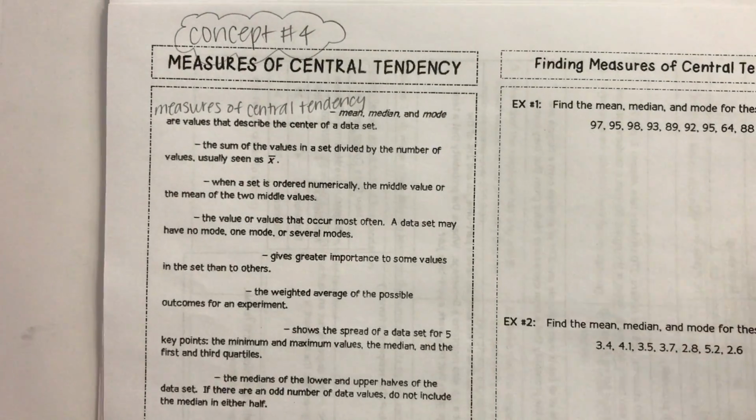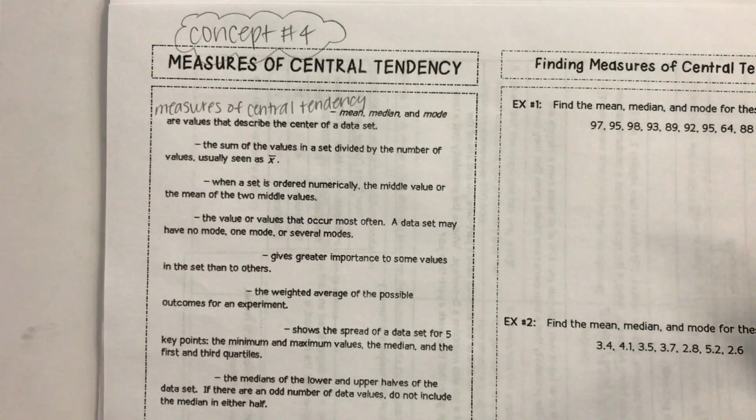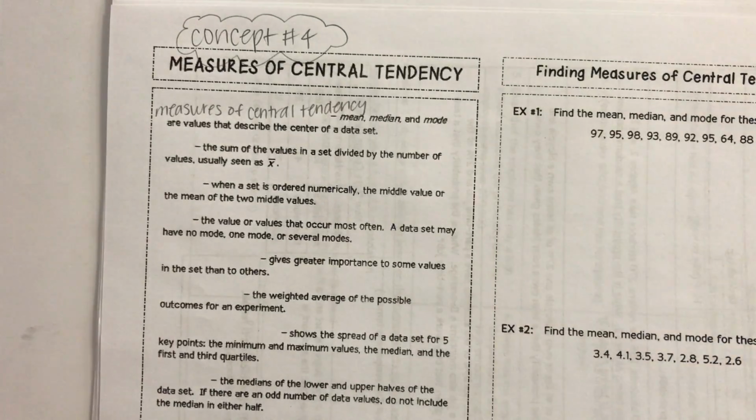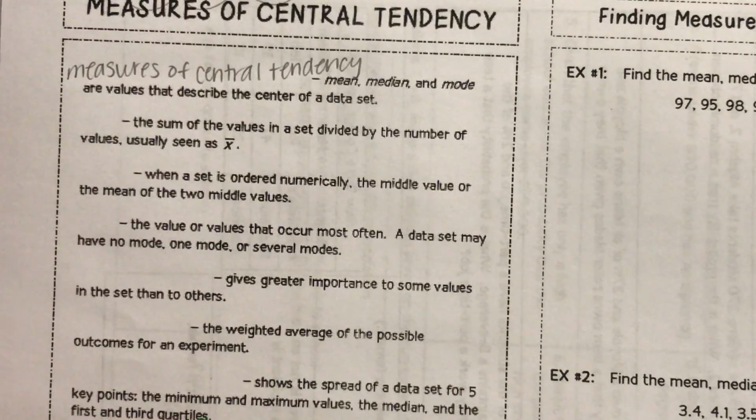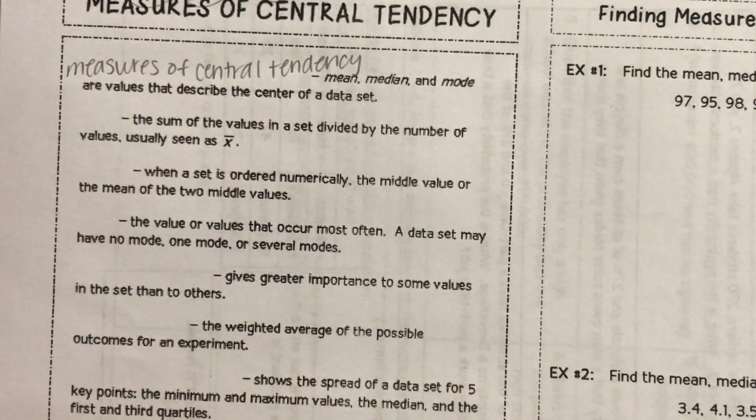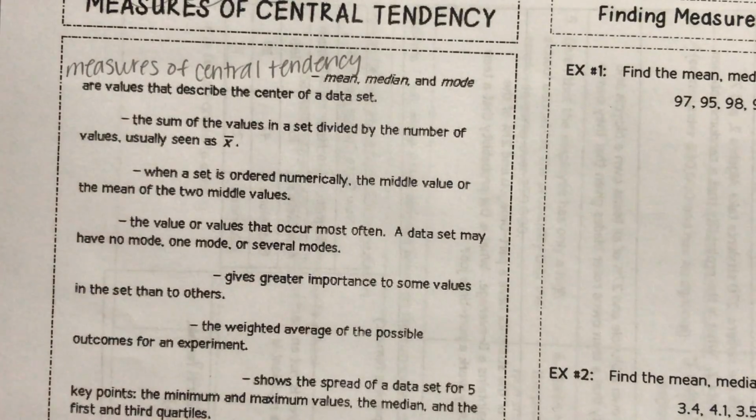Measures of central tendency just give us a sum of numbers that help us describe a set of data. That's really all it is. It's just numbers that help us figure out what a set of data looks like. And that consists of mean, median, and mode. And you may have heard of these before, hopefully. Mean, median, and mode.